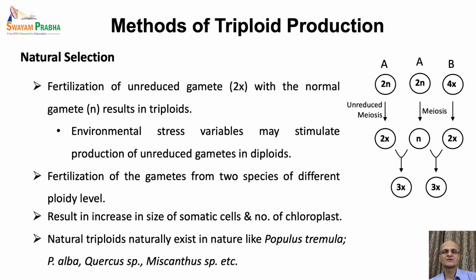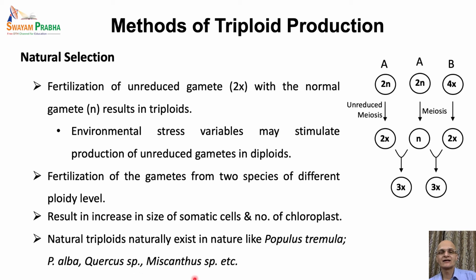Some of the plants for which natural triploids have been identified include Populus species, like Populus tremula or Populus alba, which are triploid. They are spontaneously created triploids. Some of the species of Quercus are also triploid. Quercus is the oak tree genus.